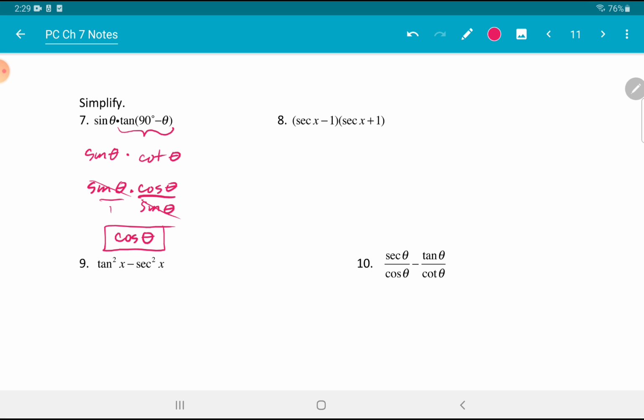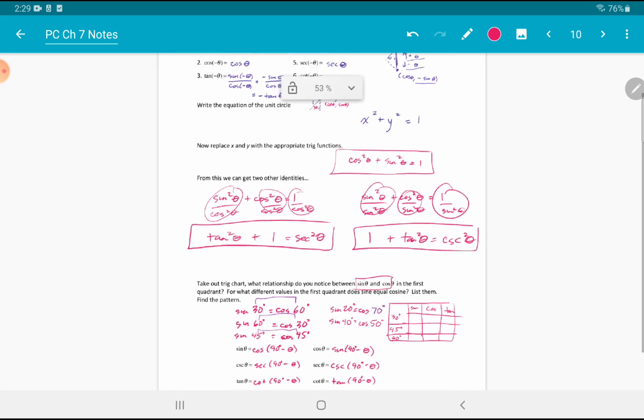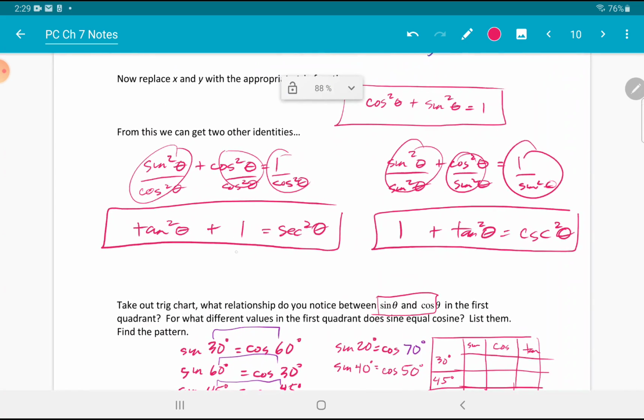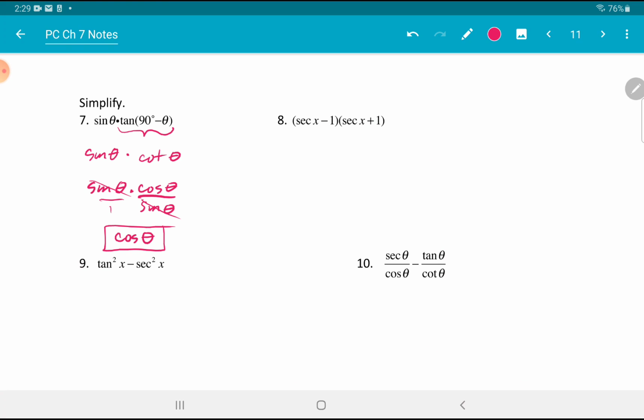Number 8, secant x minus 1 times secant x plus 1. Right now, we actually don't have a property that we can use outright. If you recall from one of our previous pages, we have some of these identities, and maybe we can do something with this. Notice that this is using a secant squared, though. So you'd want something like a secant squared minus 1, maybe using a secant squared. Currently, we don't have that.